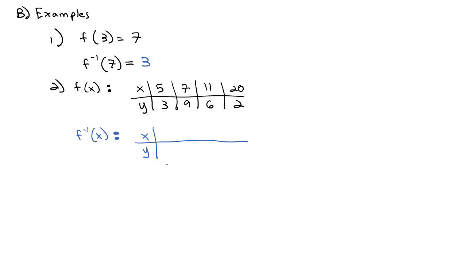the idea of the inverse is we're going to switch the x and y variables. So instead of getting 5, 3, the inverse is going to be 3, 5. Instead of 7, 9, the inverse is 9, 7. Instead of 11, 6, the inverse is 6, 11. And instead of 20, 2, the inverse is 2, 20. The inverse is switching those x's and y's.